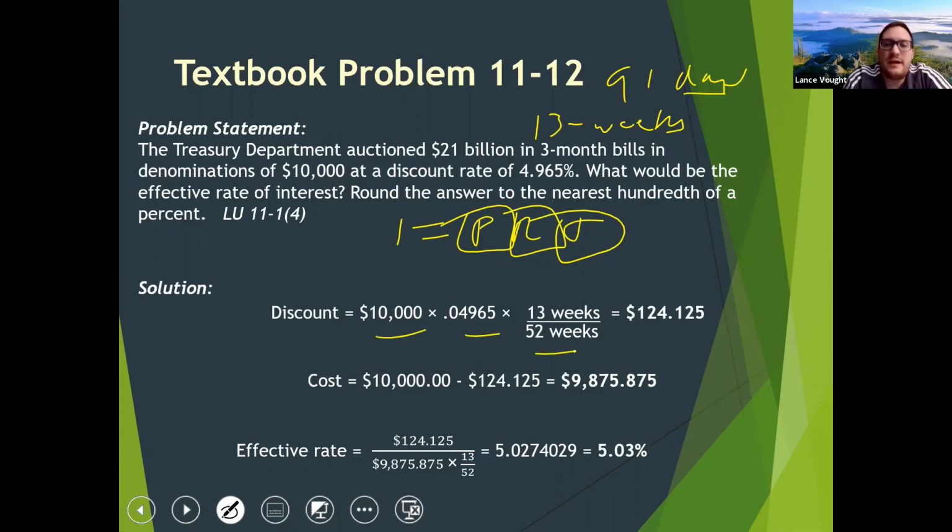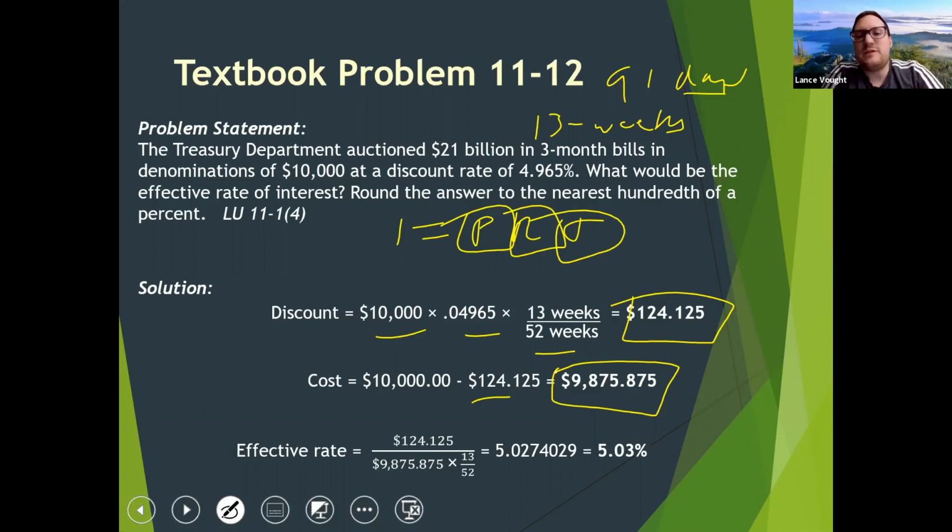So if we calculate all that, we know that the discount is going to be $124.12. So if each Treasury bill is 10,000 and the discount is $124.12, then that means the amount you're paying for each of those Treasury bills, you're going to receive $10,000 in 3 months, but you're going to pay $9,875.88 to be able to get $10,000 in 13 weeks.